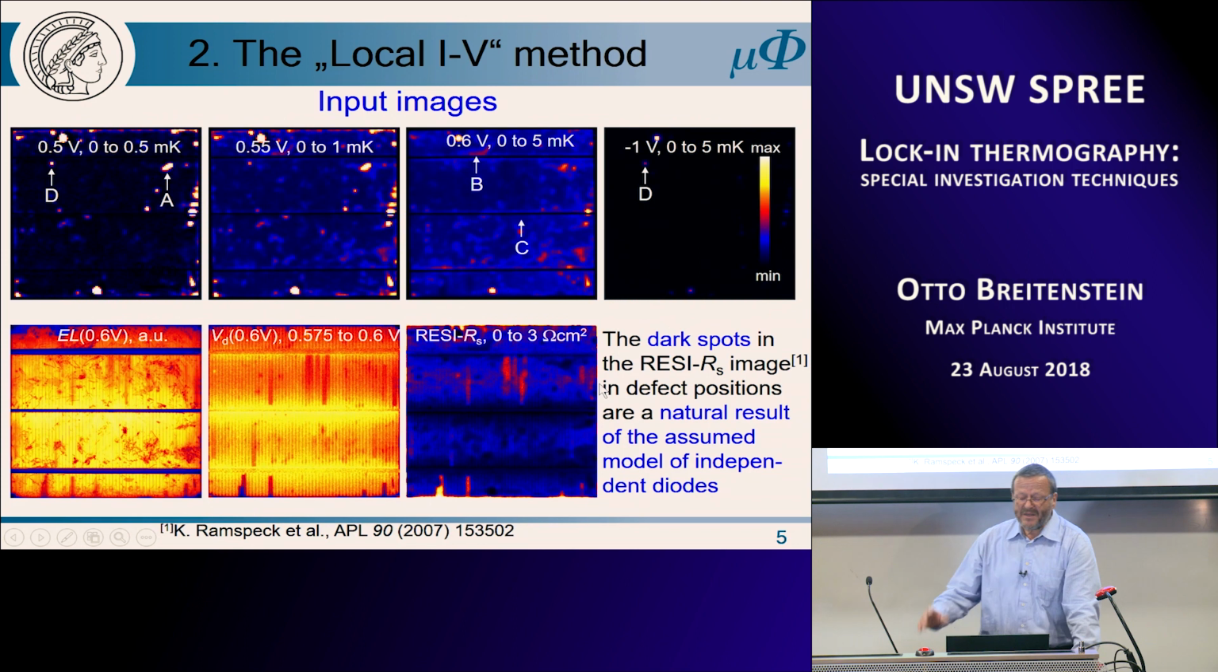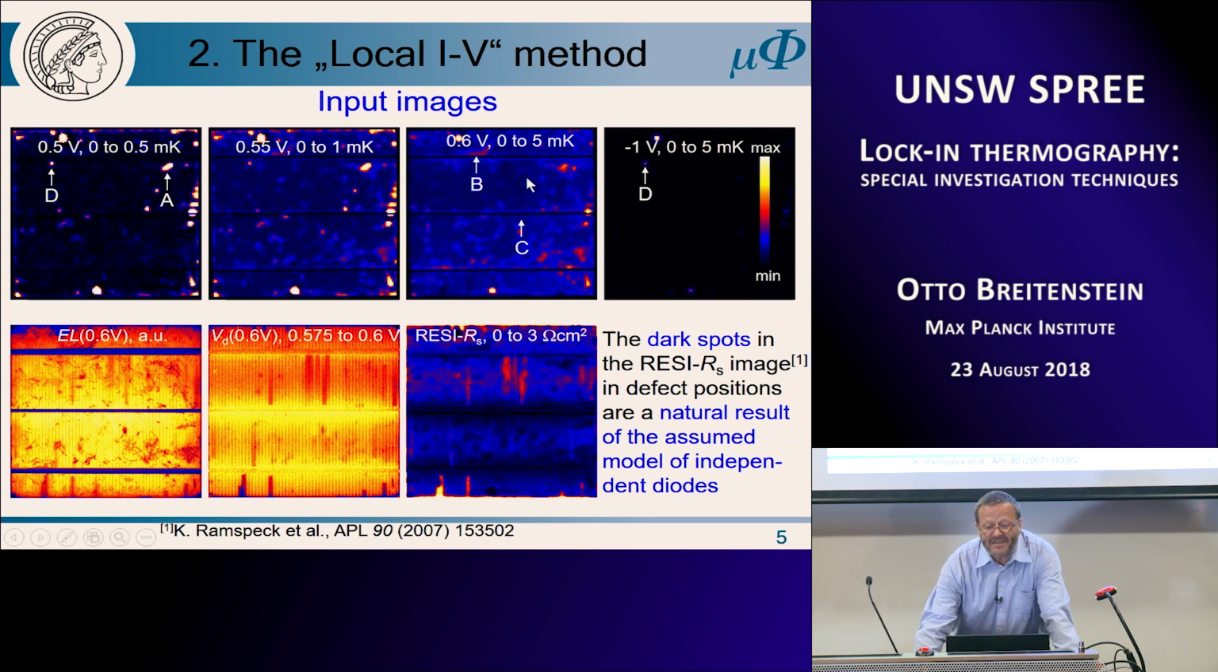So now let me demonstrate. This is a typical example. That's a standard technology solar cell, and these are the input images which have been evaluated, measured at 0.5, 0.55 and 0.6 volt and at -1 volt. We have to apply a low reverse bias in order not to come already into some carrier multiplication regime. So already here you see the images differ from each other.